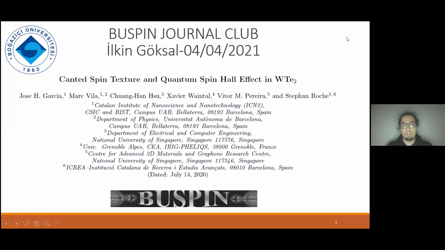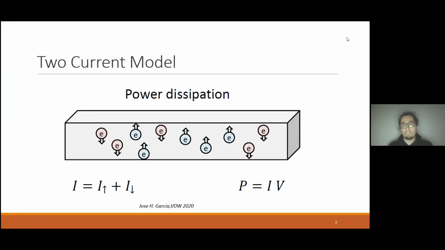Hello, everyone. In this week's Journal Club at Blue Spin Lab, I will talk about canted spin texture and quantum spin Hall effect in tungsten telluride. It's a new material strategy for spintronic applications. And I will start with the current problems, why we wanted to do research on spintronics.